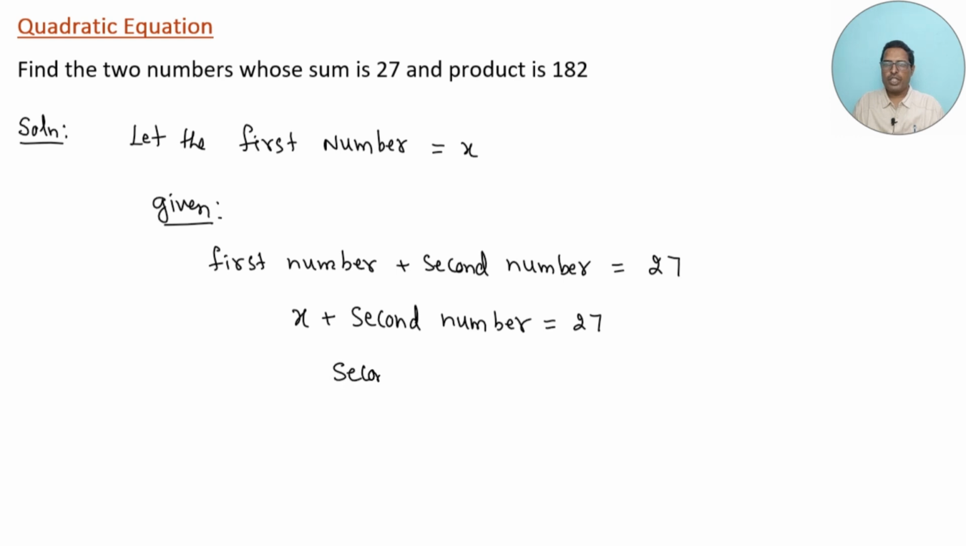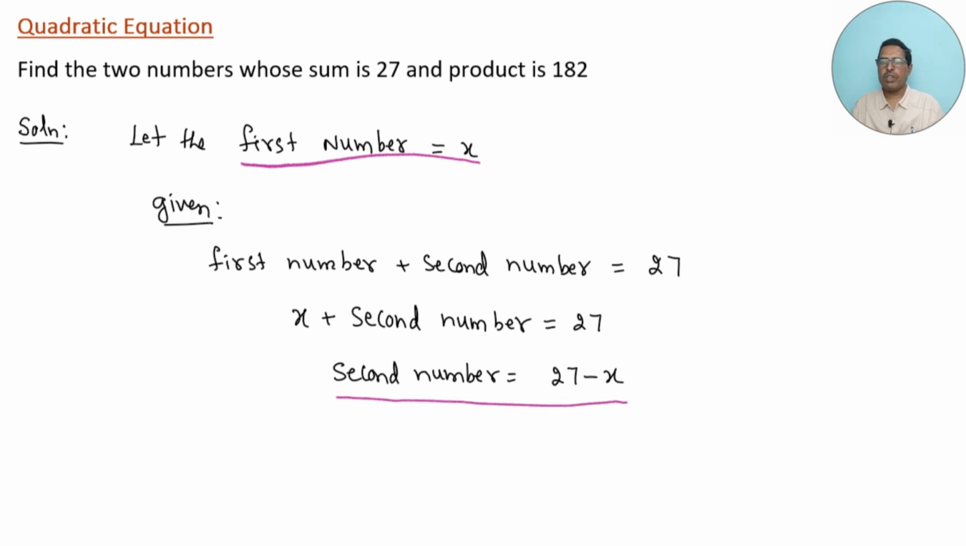Now let us get the second number. The second number is equal to 27 plus x goes to the other side, it becomes minus x. Now we have got these two numbers. The first number is x, the second number is 27 minus x, right? So the first part of the question is over, the two numbers whose sum is 27. Now move on to the next one.